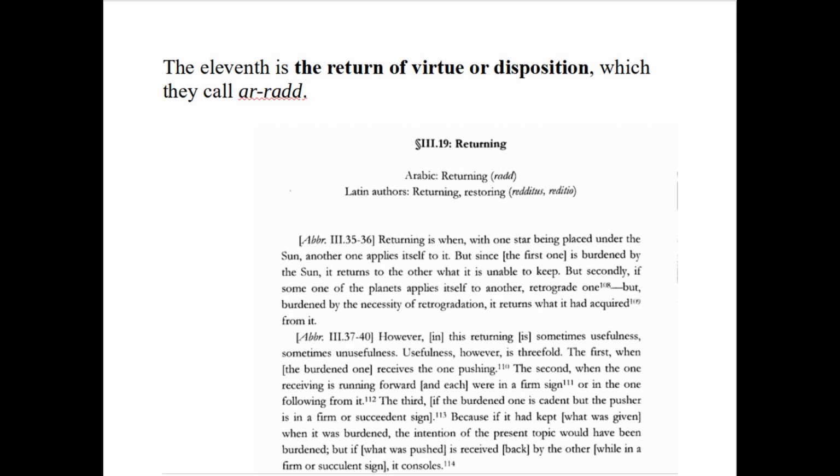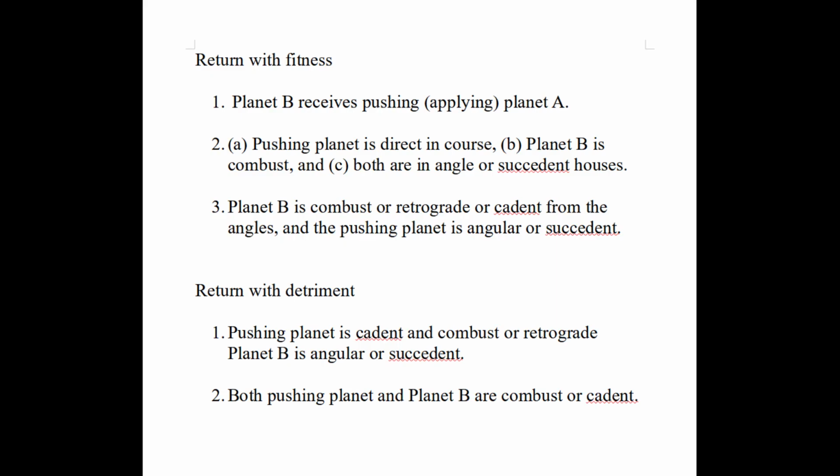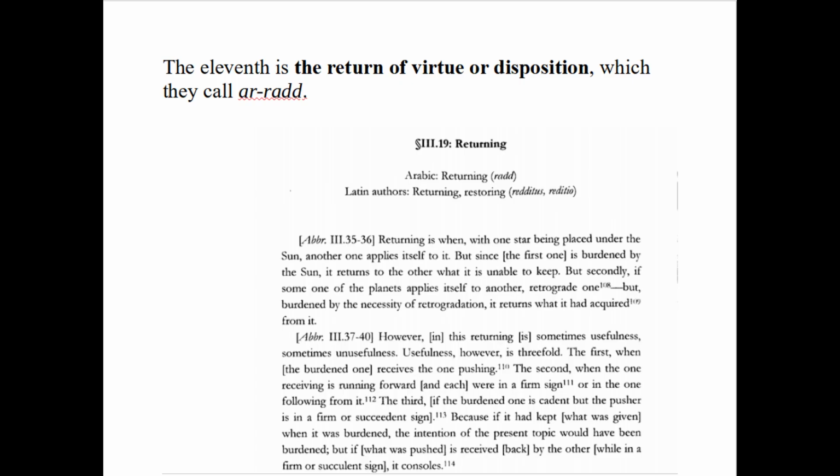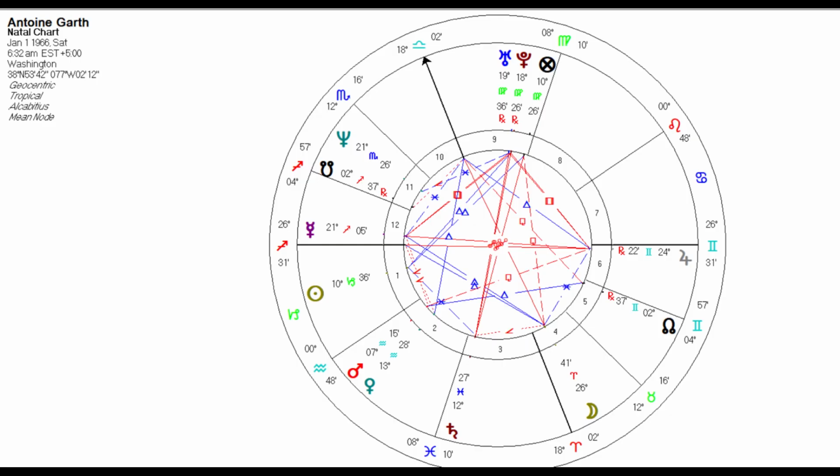Basically what it says is, let's say planet A is applying to planet B, and planet B is being combusted by the sun. Planet B will return its virtue to planet A. And planet B can either return it with fitness or with detriment, and that's based on the positioning of the planets. So we'll talk about that in a second. Once again, there's two conditions: planet A needs to be applying to planet B, and planet B needs to be either retrograde or combust.